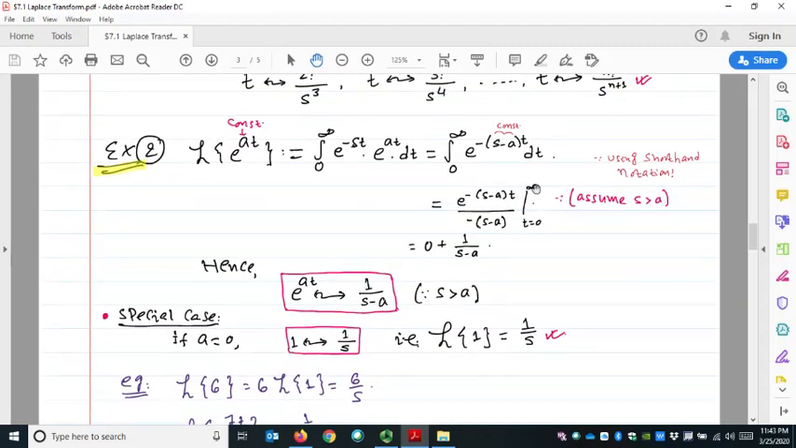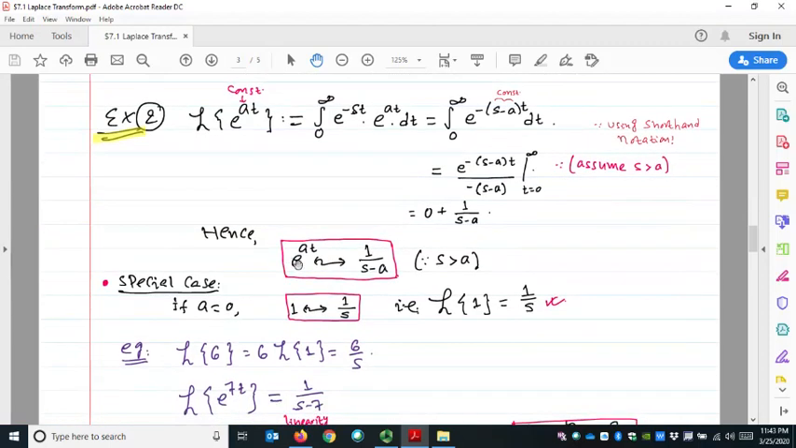Put the upper limit when t equals infinity. So this term is 0. Then minus, from the formula, and this minus is plus. Put t equals 0, e to the power 0 is 1, over s minus a. Great. So we found the Laplace transform of e to the at is 1 over s minus a.